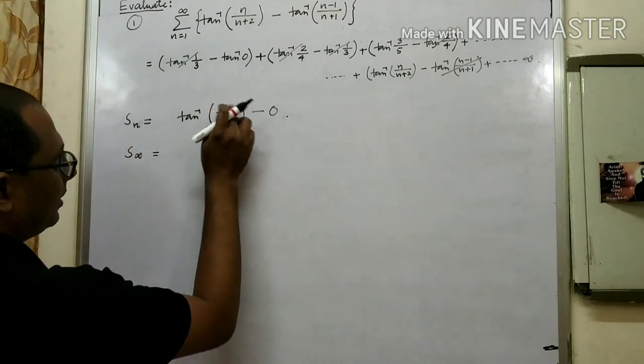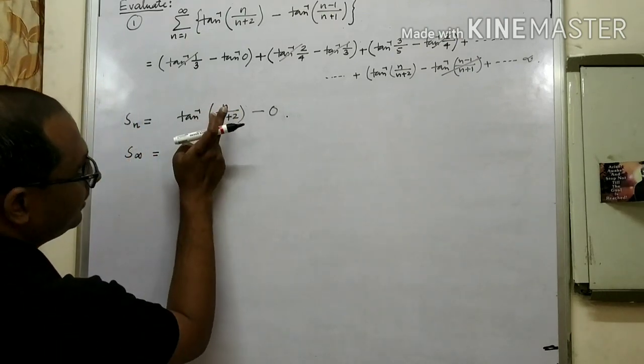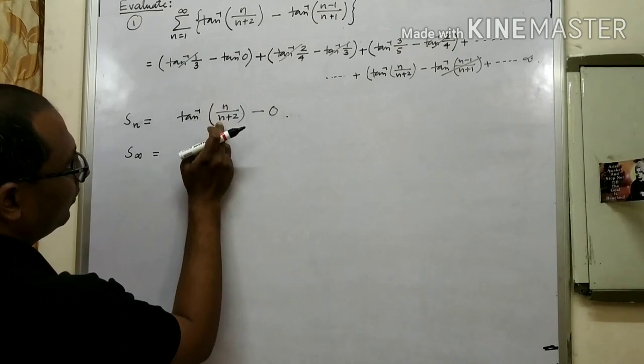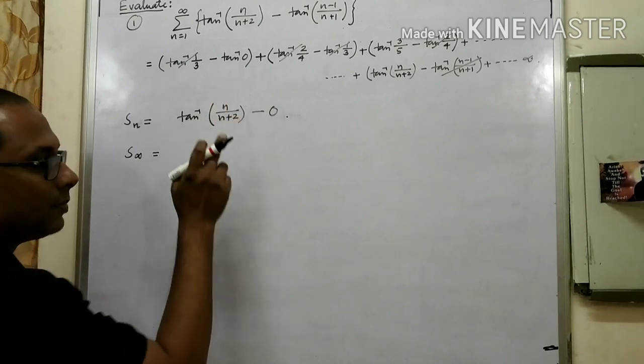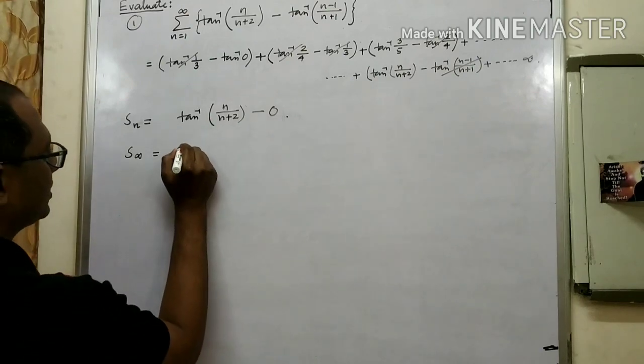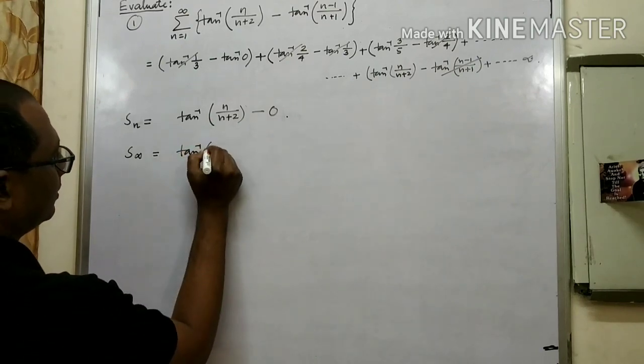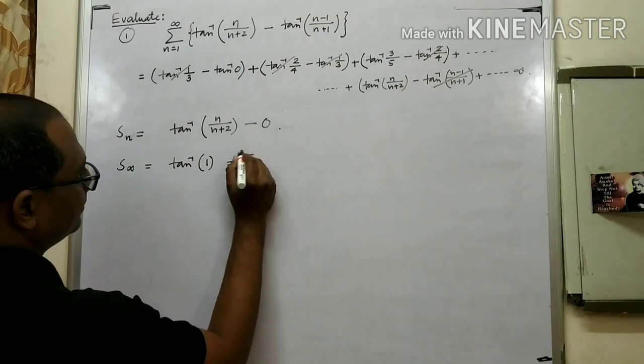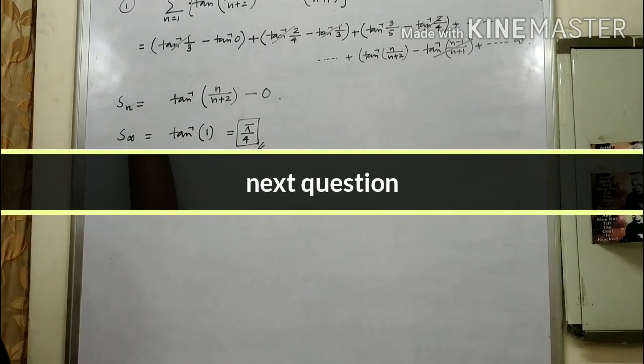So how do I get this limit? Divide by n, we'll get 1 by 1 plus 2 by n. 2 by n when n tends to infinity will be 0. So this one is nothing but tan inverse of 1. I hope you have understood.